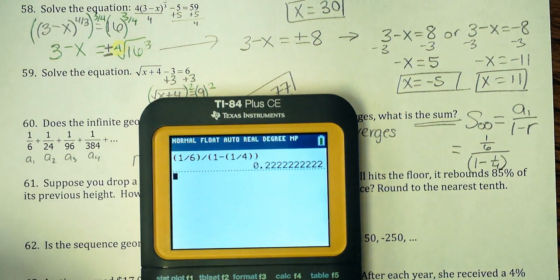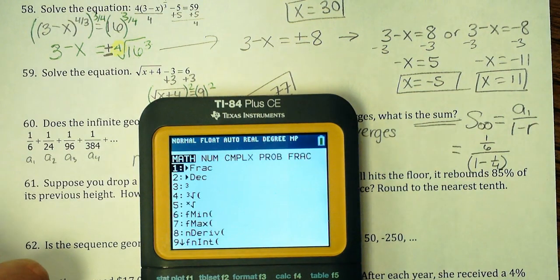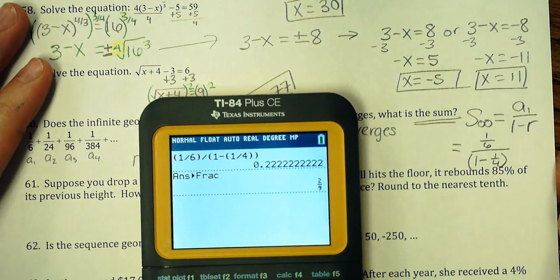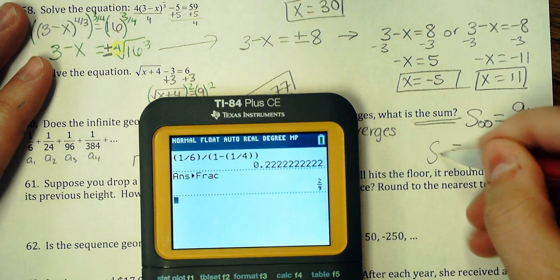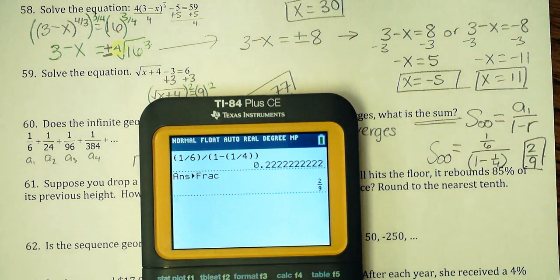Okay, so this is 0.2 repeating. I'm just going to hit my math button real quick to turn that into a fraction. I think that's how it's written on the answer key. So the sum to infinity will approach 2/9.